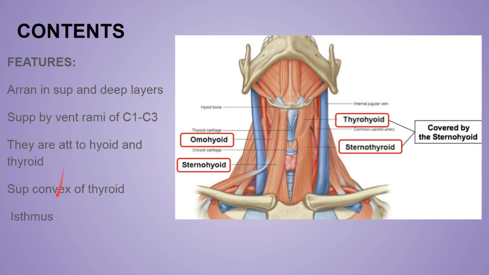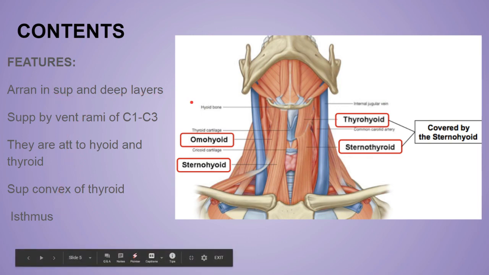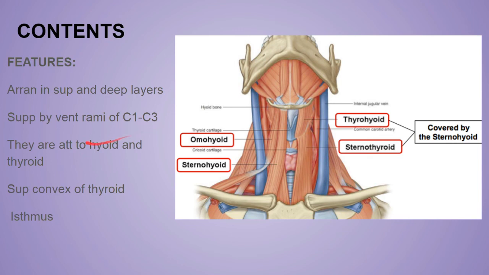So mainly these five features: superficial and deep layer muscles, supplied by the ventral primary rami of C1 to C3, attached to the hyoid bone and thyroid cartilage, and because of this they can move these structures. And remember, the superior belly of omohyoid, sternohyoid, and sternothyroid, these three muscles cover the superficial convex surface of the thyroid gland, and the anterior surface of the isthmus of the thyroid gland is covered by the sternohyoid and the sternothyroid muscles on both sides.